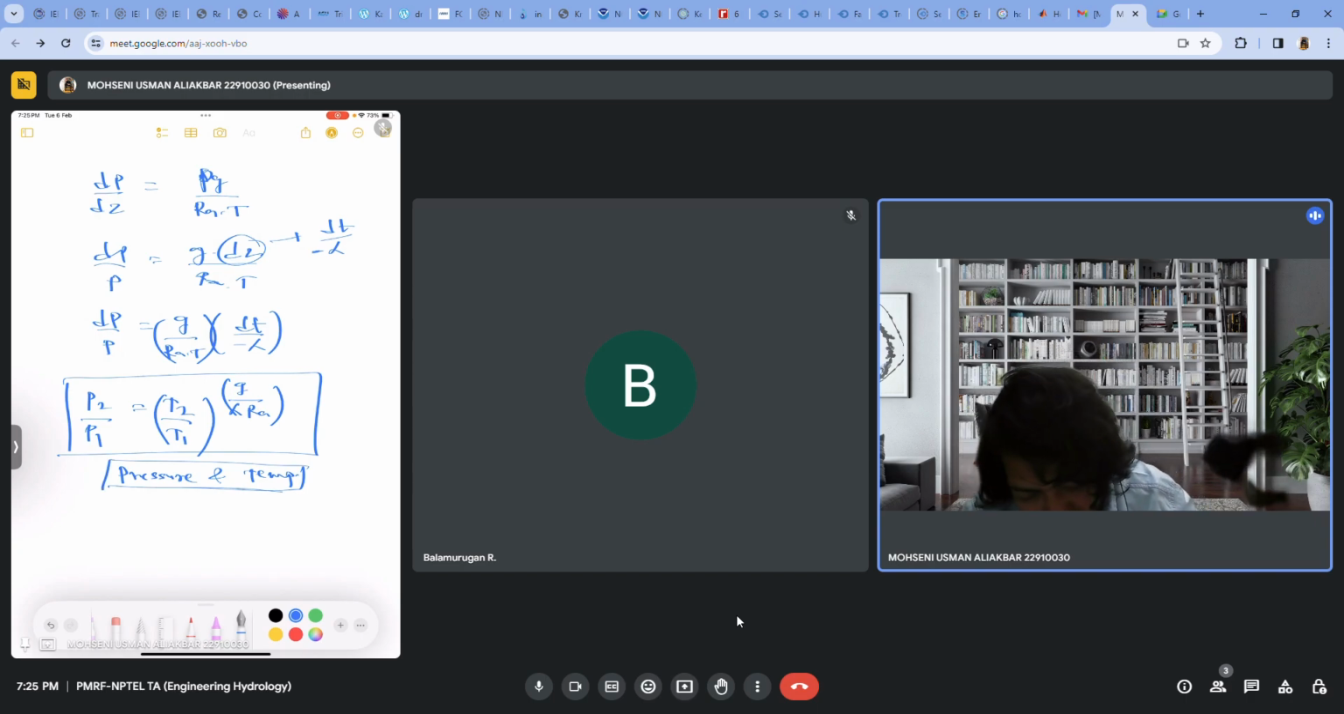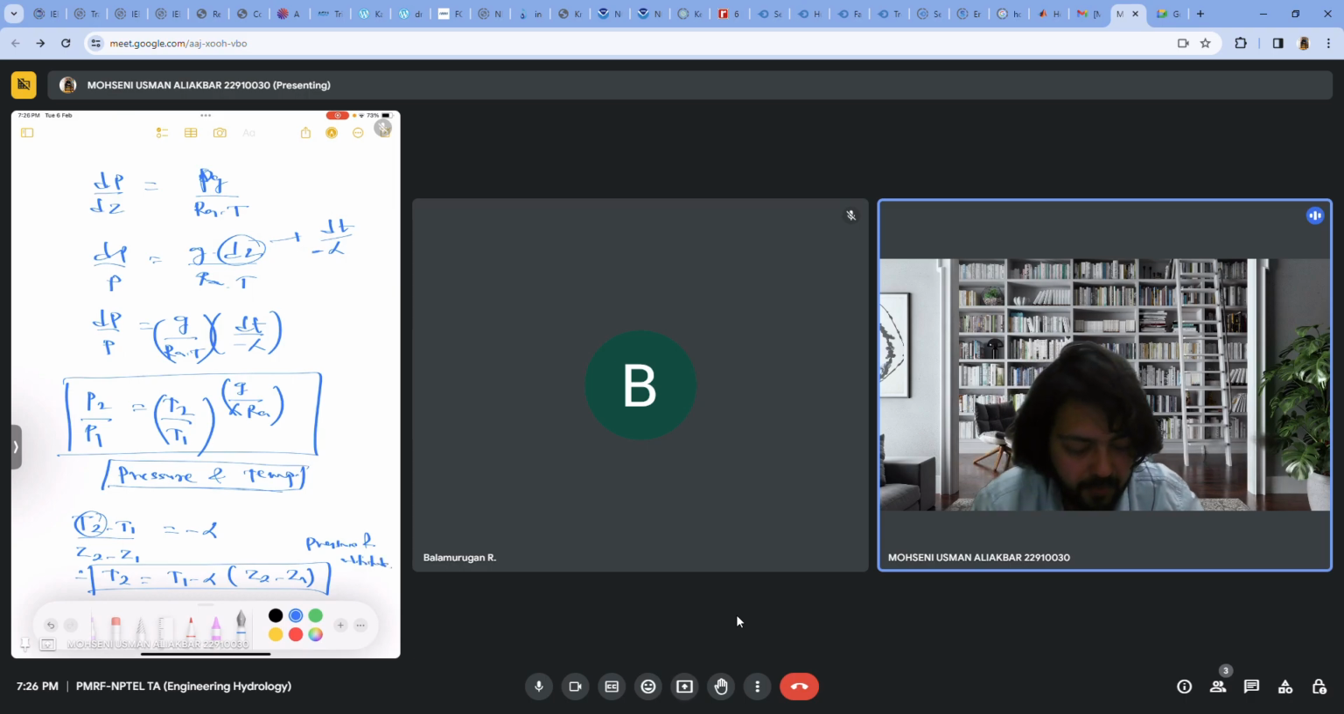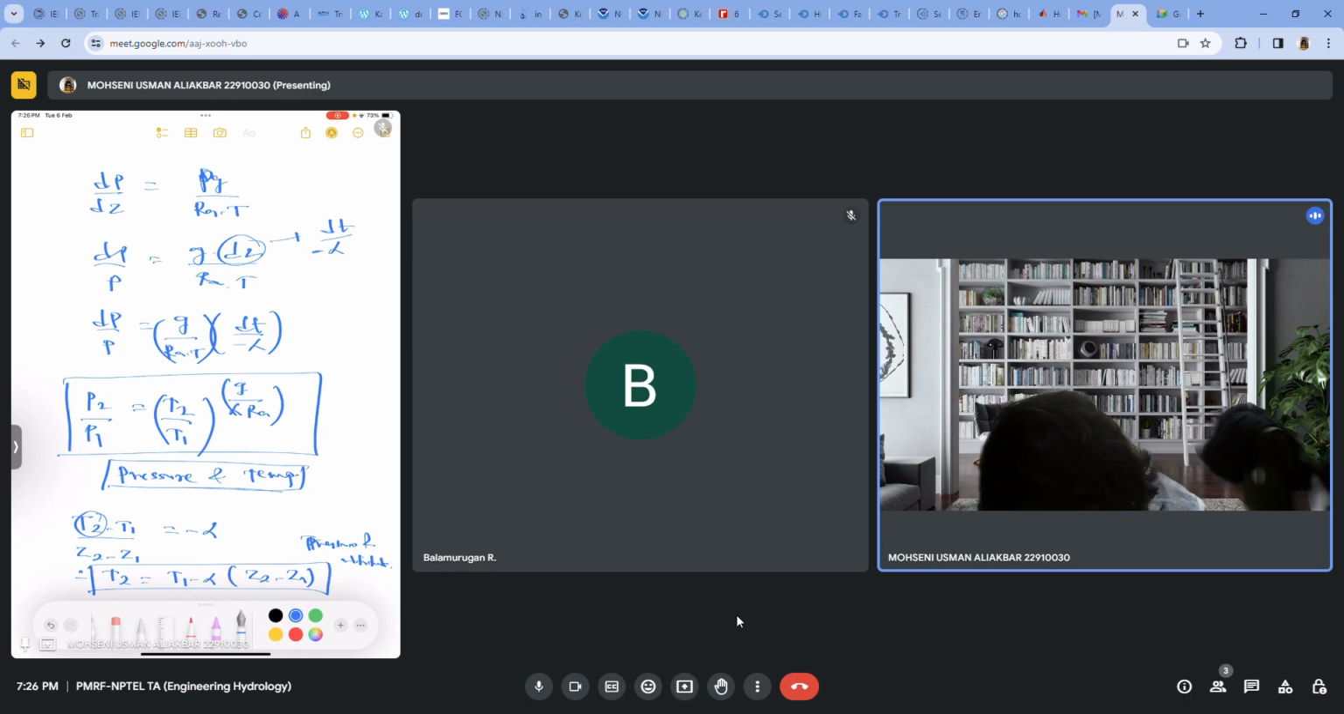Similarly, there is one more equation which gives us the relation between temperature and altitude: T2 minus T1 upon Z2 minus Z1 is equal to minus alpha. From here we can get T2, which would be T1 minus alpha into bracket Z2 minus Z1. So whenever there are problems where we are required to solve for the relation between pressure and altitude, and temperature and altitude, we can use these two equations.